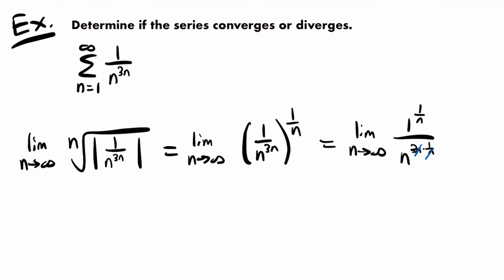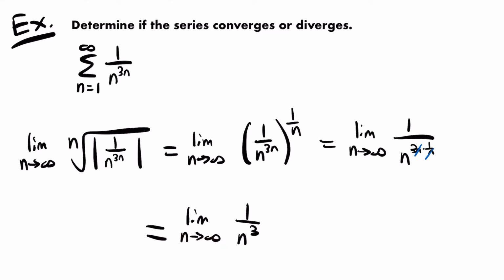Another thing to note is that 1 to the power of 1 divided by n is just going to be 1, because as n approaches infinity, 1 divided by n will become 0, and 1 to the power of 0 is 1. And so we can just remove that power and have 1 divided by n to the power of 3. This would be equal to the limit as n approaches infinity of 1 divided by n cubed. And now we have a pretty simple limit that we can evaluate.